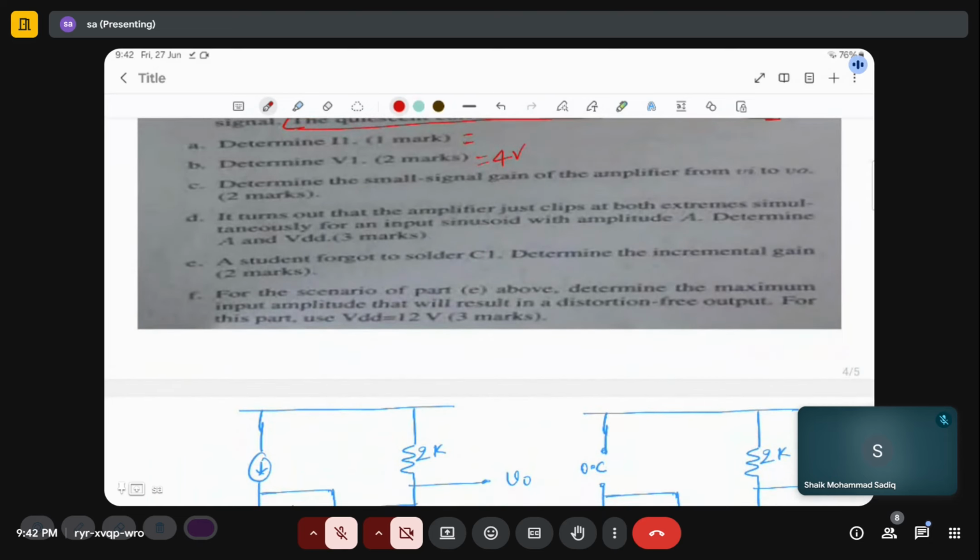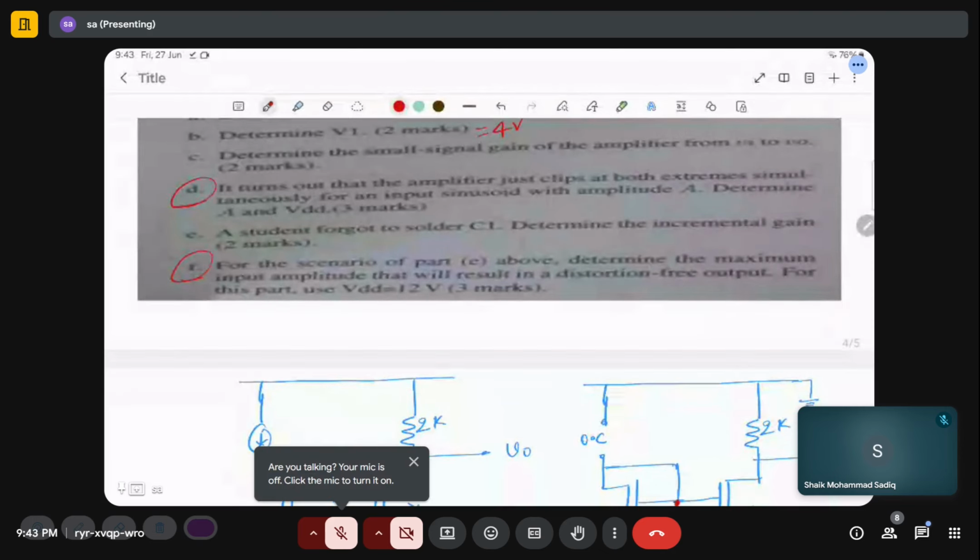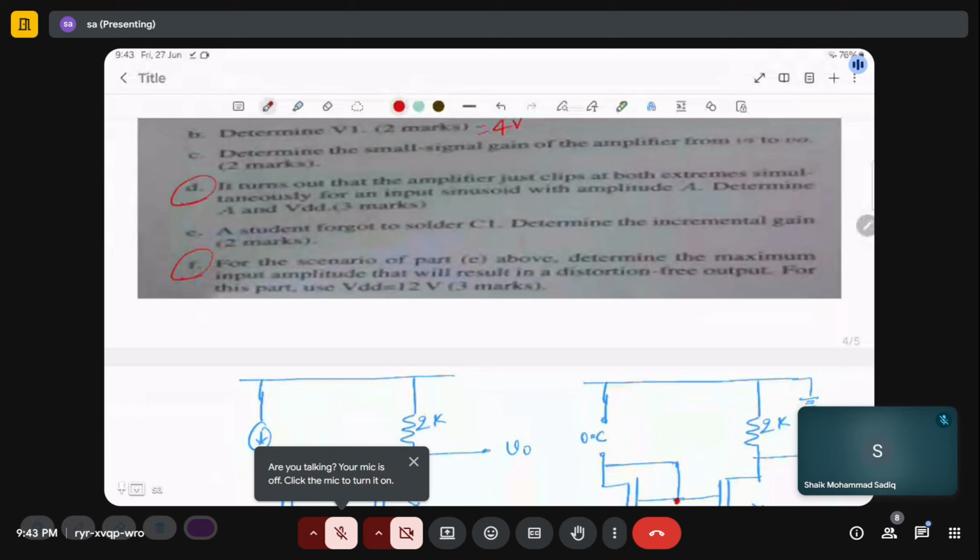In part D, what they have told is that the amplifier just clips at both extremes simultaneously for an input sinusoid with amplitude A. Determine A and VDD. You are going to solve this part D for tomorrow's class, and also part F. We'll just briefly discuss E and finish this lecture.